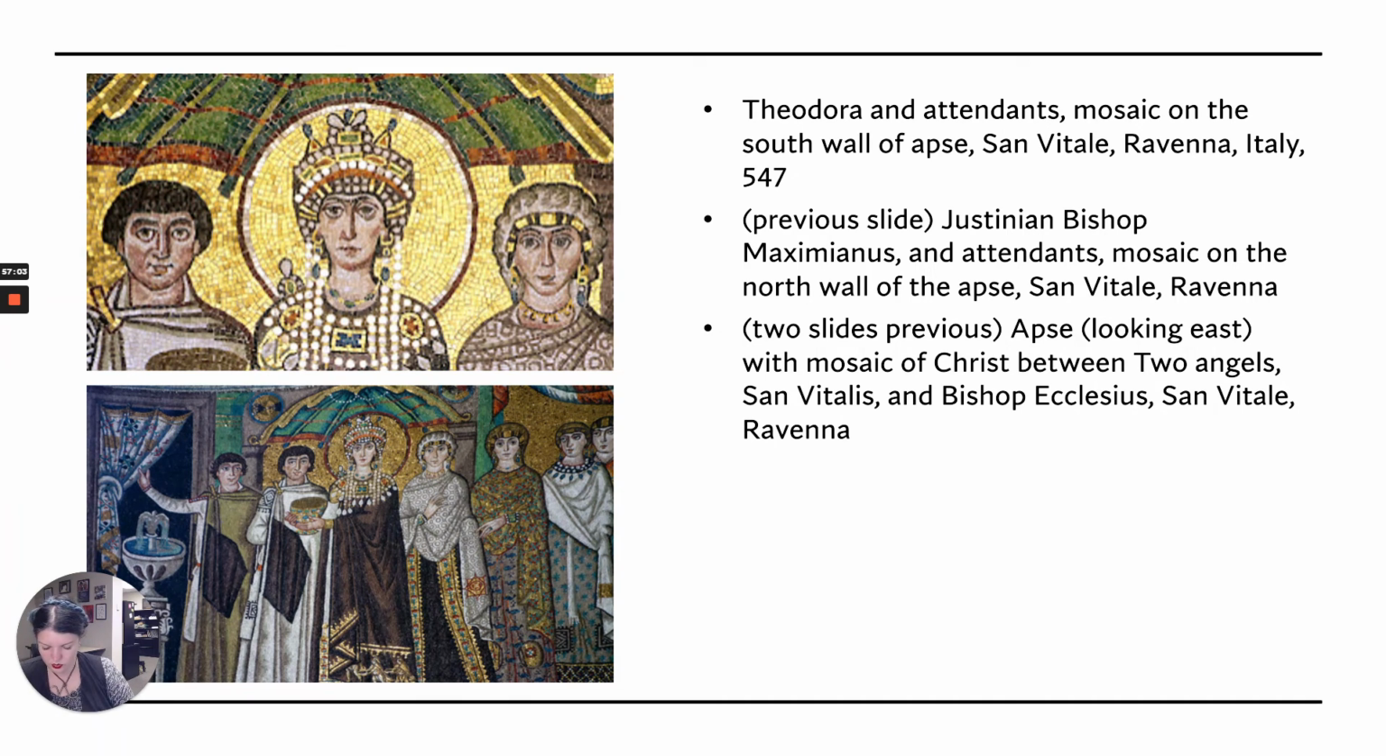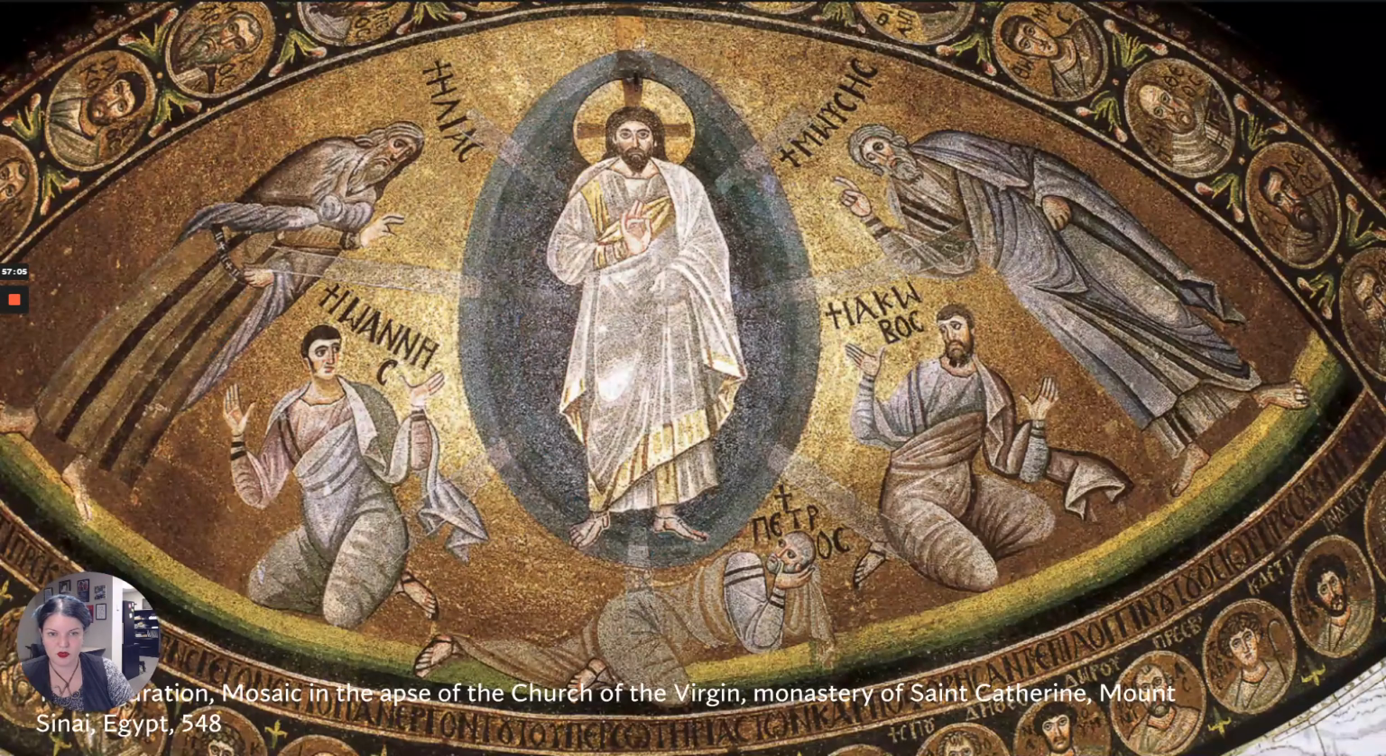So we have those images from Ravenna. This kind of style that's pretty typical of the Byzantine era, particularly in the early Byzantine, is not just in Ravenna, it's not just in Constantinople, it's throughout the Eastern Empire, the Byzantine Empire.